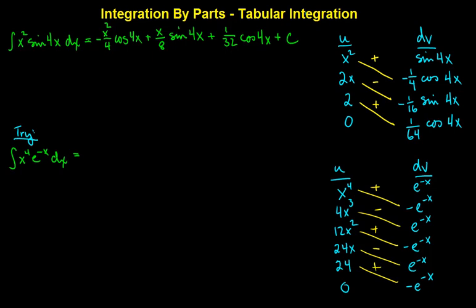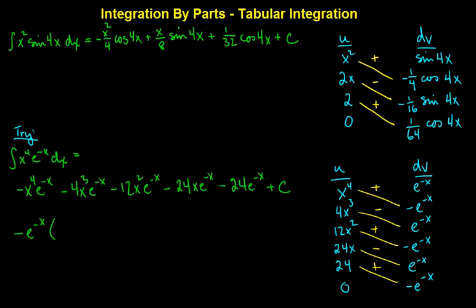We start with negative x to the 4th e to the negative x, minus 4x to the 3rd e to the negative x, minus 12x squared e to the negative x, minus 24x e to the negative x, finally minus 24 e to the negative x, and plus c. And if you wanted to, you could factor out the negative e to the negative x, and that would leave x to the 4th plus 4x to the 3rd plus 12x squared plus 24x plus 24, plus c.